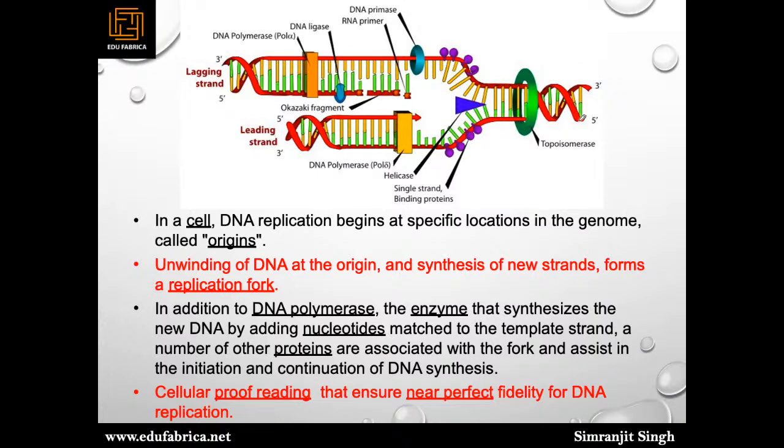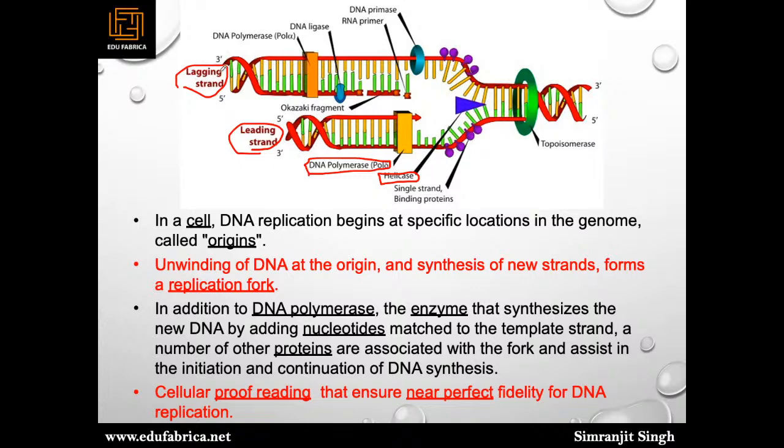So you have a DNA double helix structure. First, the topoisomerase will come. It will unwind the structure and make it parallel. Then comes the helicase enzyme. The helicase enzyme will unwind this structure, making two chains of DNA. One will be the leading strand, and another will be the lagging strand. The leading strand will go continuously and smoothly, with parallel nucleotides corresponding to the old DNA, with the help of DNA polymerase delta.